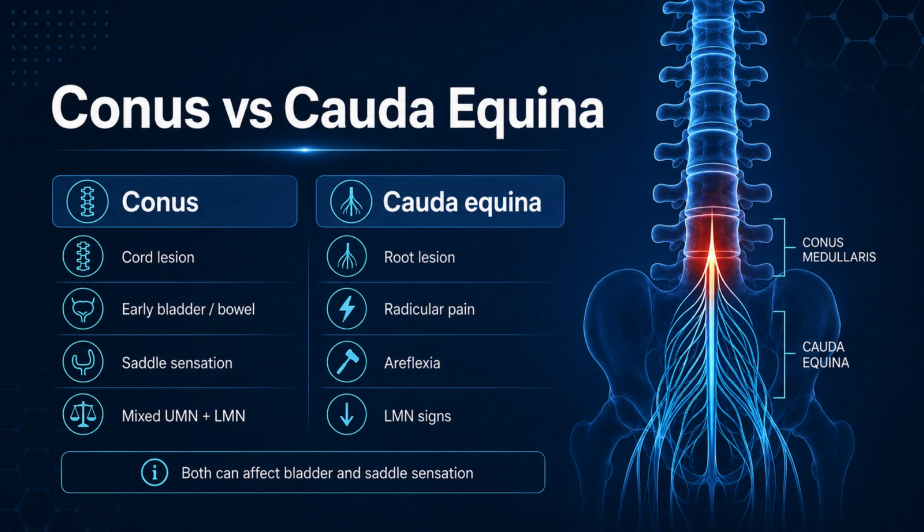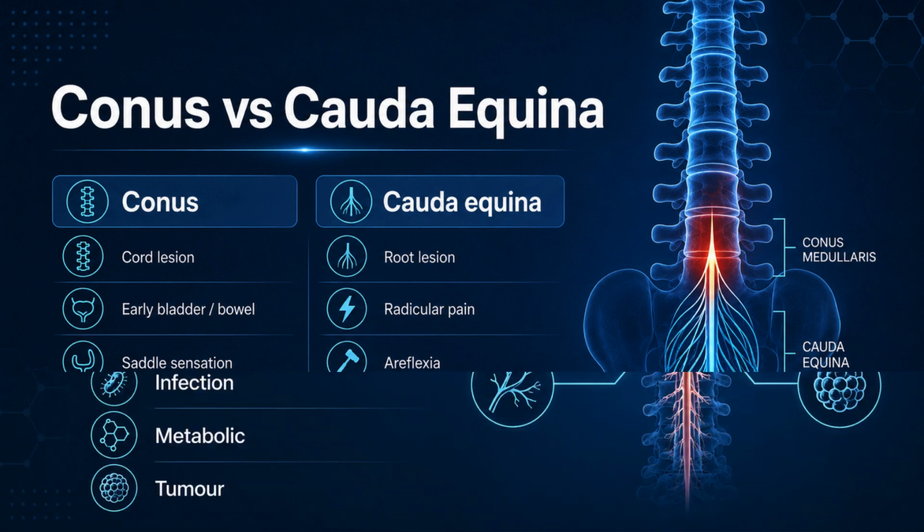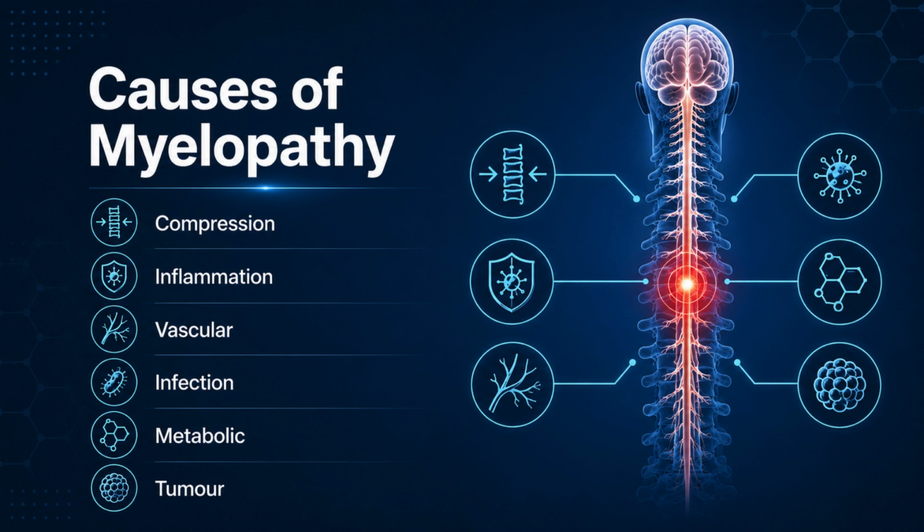At the lower end of the spinal cord, it is important to distinguish conus medullaris lesions from cauda equina lesions. Conus lesions are still spinal cord lesions and may give mixed upper and lower motor neuron features. Cauda equina lesions affect nerve roots and usually produce lower motor neuron signs. These can be medical emergencies and should be identified early. Once the syndrome of myelopathy is recognized, the next step is to identify the cause. Important causes include spinal cord compression, inflammatory myelitis, vascular lesions, infection, metabolic causes such as vitamin B12 deficiency, and tumors.